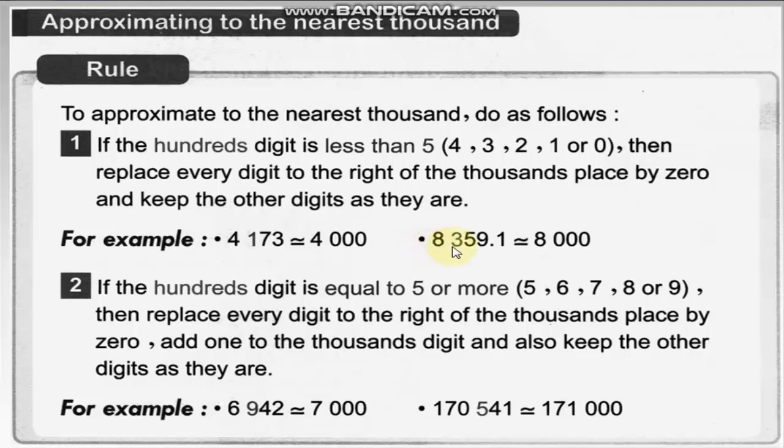Look at the hundreds. Hundreds is number 3. 3 is less than 5, so we replace the hundreds and tenths units by zeros and keep the thousandths with its value. It became 8,000.